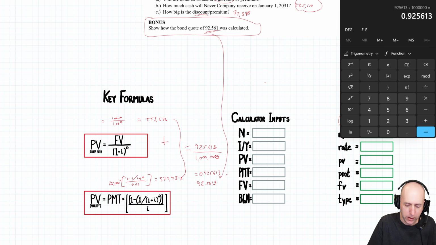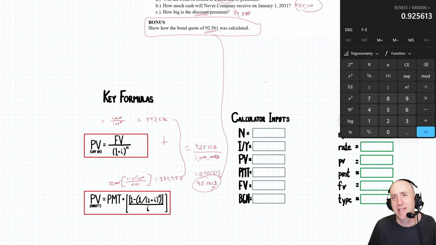And the reason we're off a little bit in terms of dollar amount is because we've gone to one more decimal place here, and that's it. So yes, we do have the right answer. Yes, we have solved it. Show how the bond quote was calculated. We just showed it. If I have a financial calculator, I can do this a lot quicker.